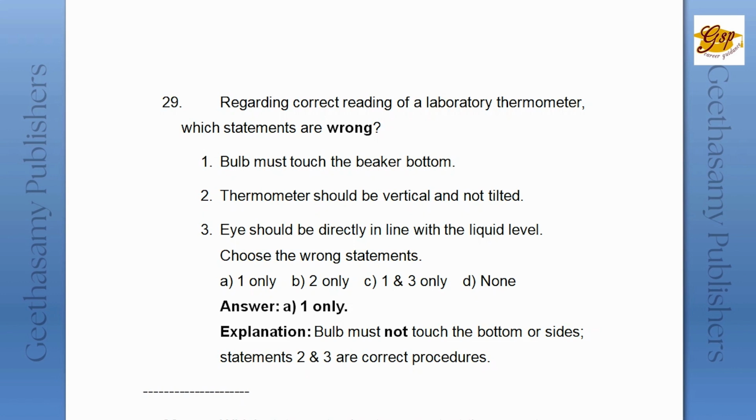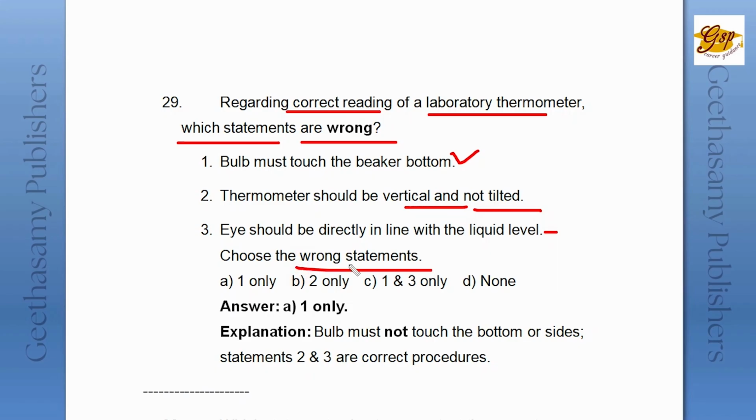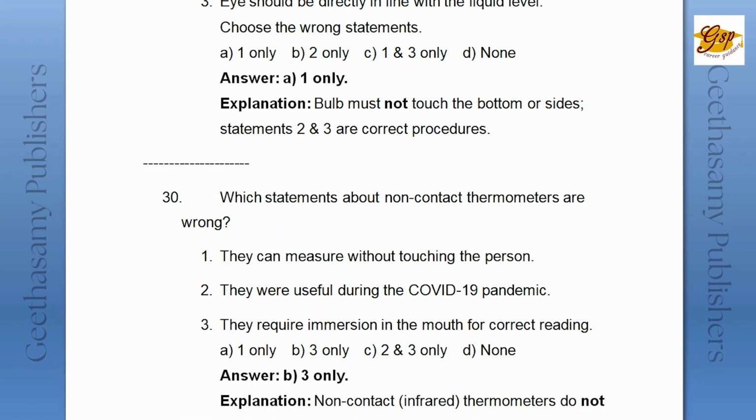29th question. Regarding the correct reading of a laboratory thermometer, using these statements, choose the wrong one. One, the bulb must touch the beaker bottom. Two, the thermometer should be vertical and not tilted. Three, the eye should be in line with the liquid level. Options: 1 only, 2 only, 1 and 3, none. The answer is 1 only is wrong. The bulb must not touch the bottom, and statements 2 and 3 are correct procedure.